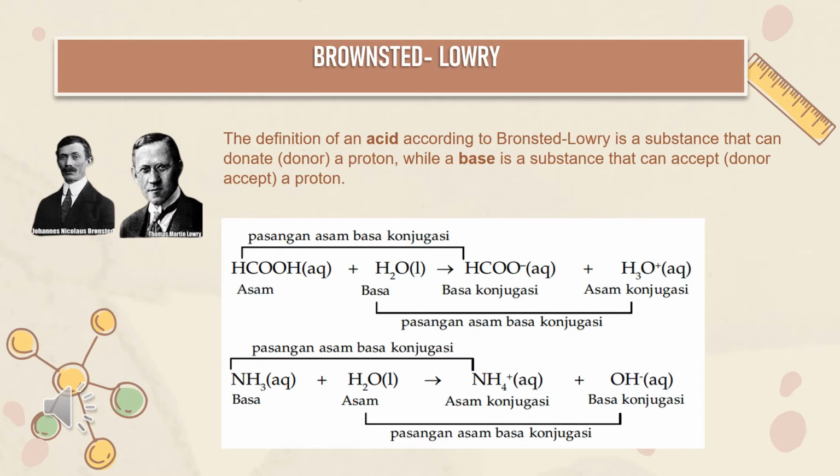Okay, after knowing about the Arrhenius theory, now the second figure is Bronsted-Lowry. The Bronsted-Lowry definition of an acid is a substance that can donate a proton, while a base is a substance that can accept a proton.